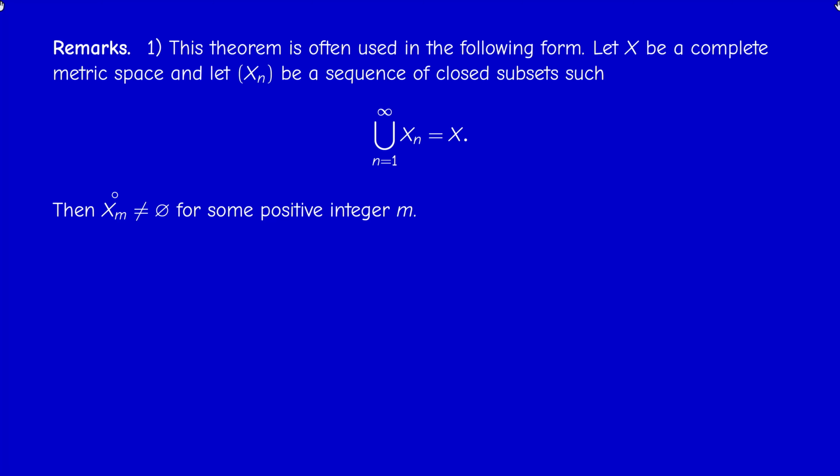Okay, why is this so? This is just the contraposition, because if all of them have empty interior, then according to the theorem, the union would have an empty interior, but the interior of X is X. Okay, and of course, you suppose that X is not empty. So this is just the contraposition, and we will use this form.